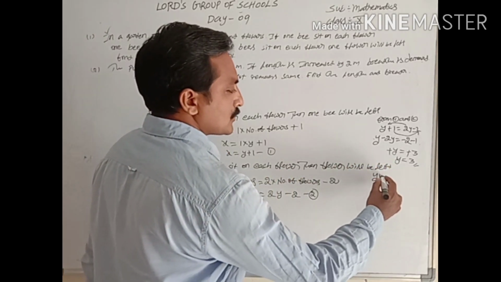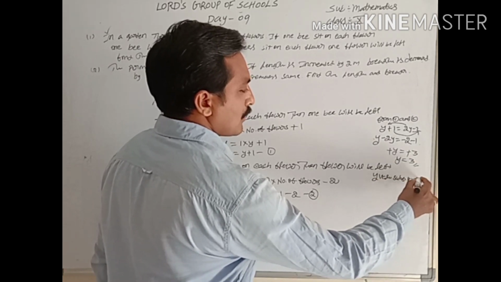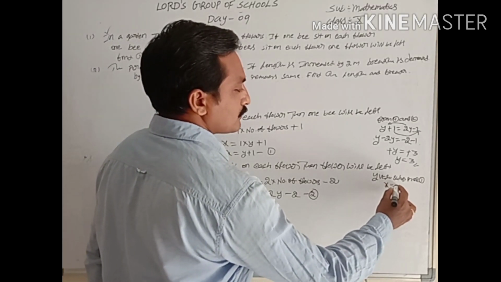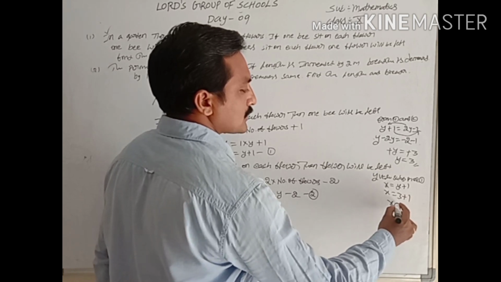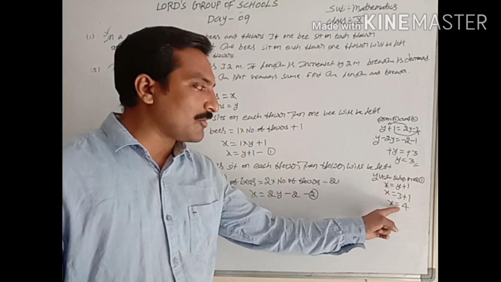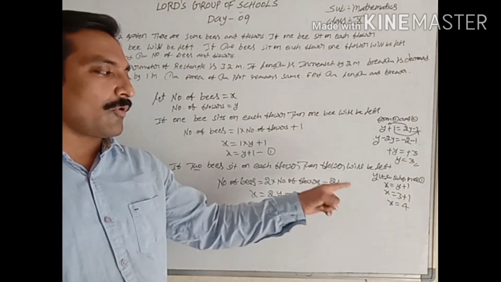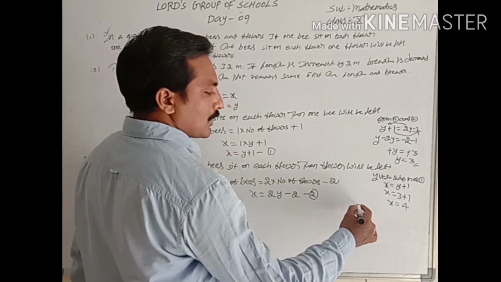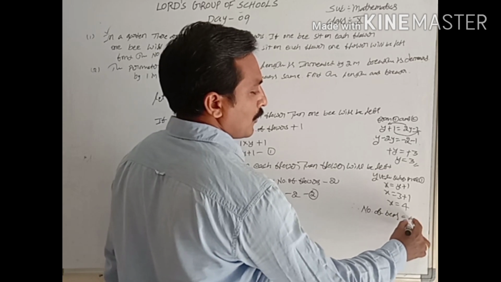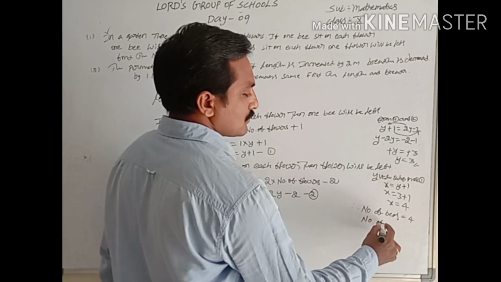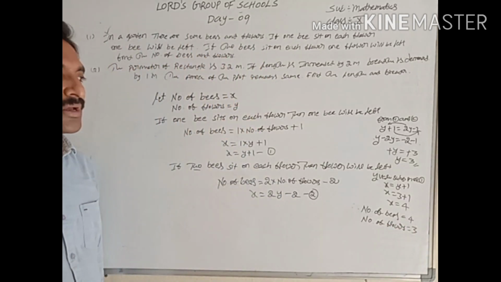This y value you have to substitute in equation 1 or 2. Now substitute the y value in equation 1. Now x is equal to y plus 1. X is equal to y value 3 plus 1. X is equal to 4. Means x value 4, y value 3. Means x represented the number of bees. Bees are 4, flowers are 3. Therefore, number of bees 4, number of flowers 3.